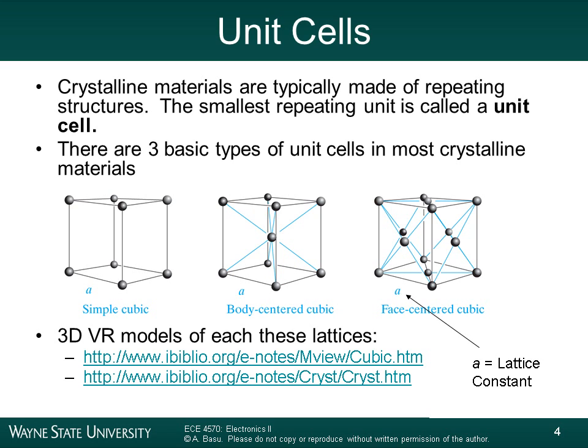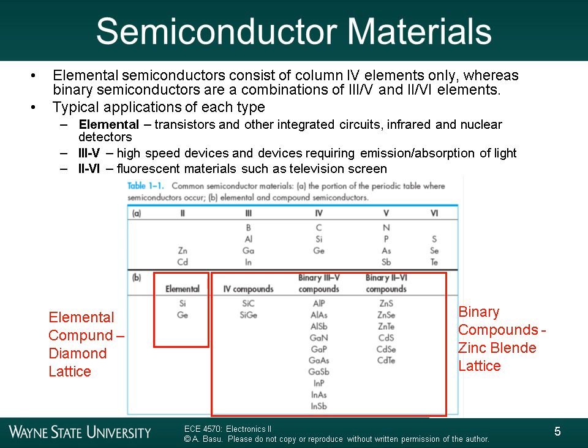So when we say a crystalline material has a repeating, it's a periodic lattice, meaning a repeating lattice. The smallest unit of the repetition is called a unit cell. So if you just imagine one of these stacked next to each other, then that's what the material will look like.